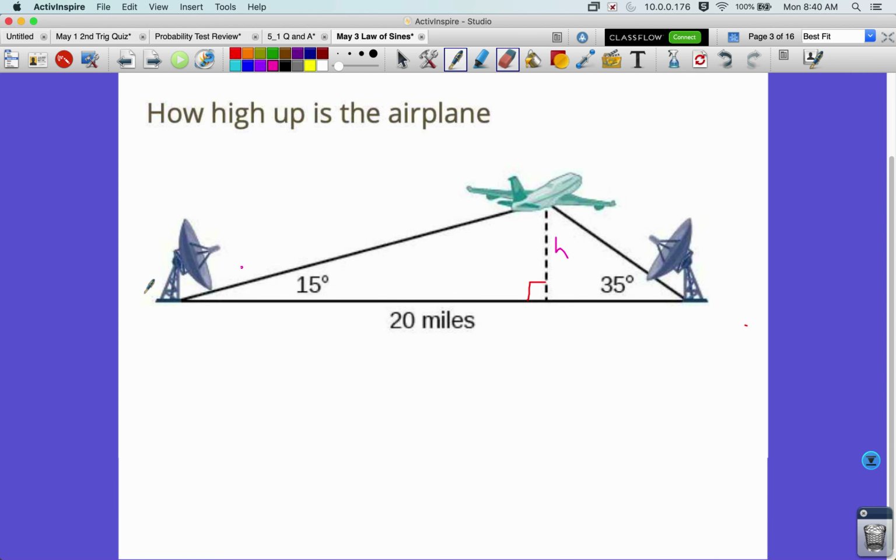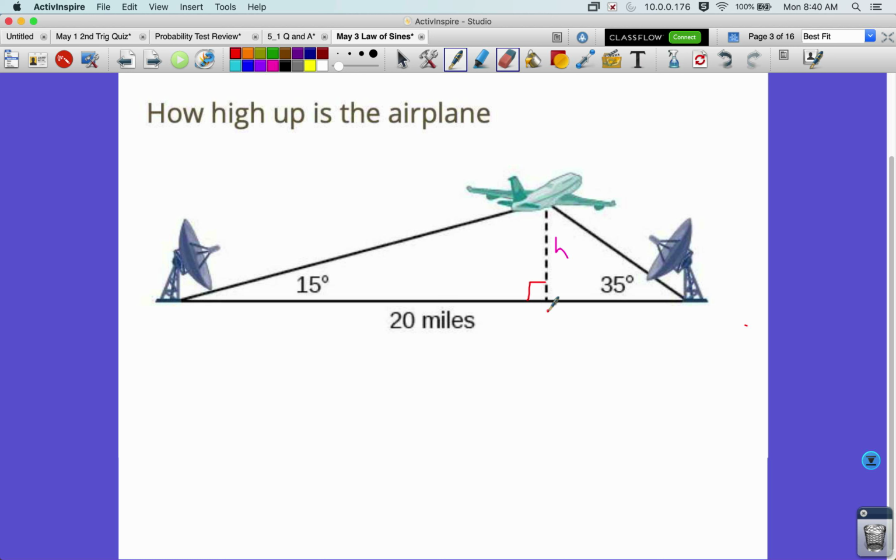Here's how we're going to figure this out. So we know this angle, and we know the distance between these two dishes is 20 miles, and we know this angle here. Don't be tricked. It's not 20 miles to right here, because then we could just do one trig function and be done. It's 20 miles between the two. The whole bottom of this triangle is 20 miles.